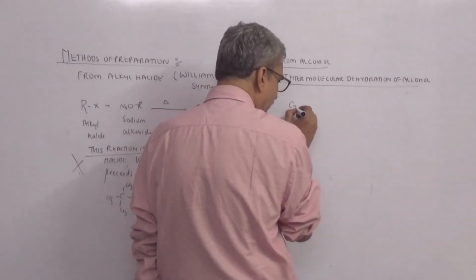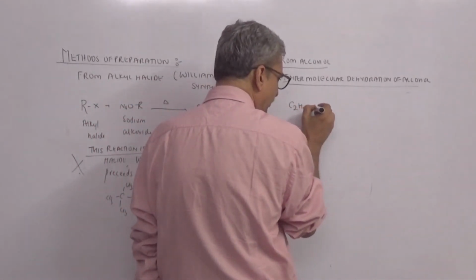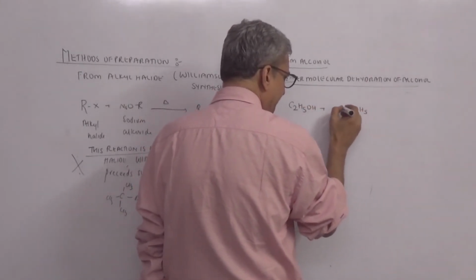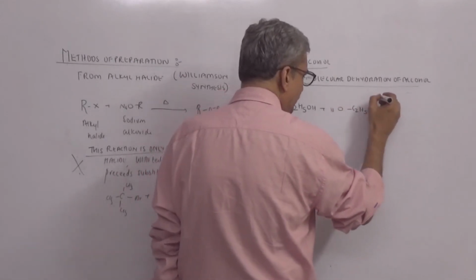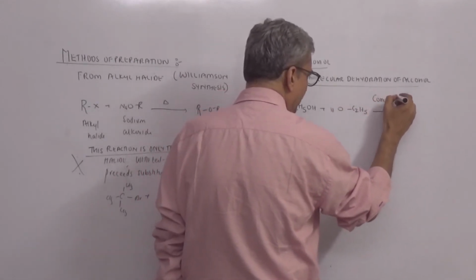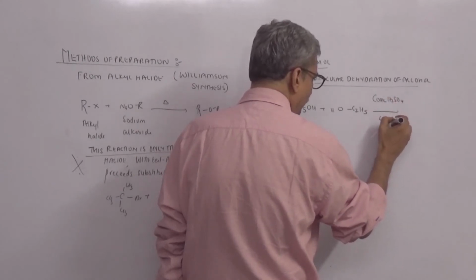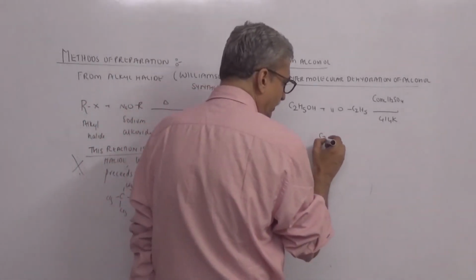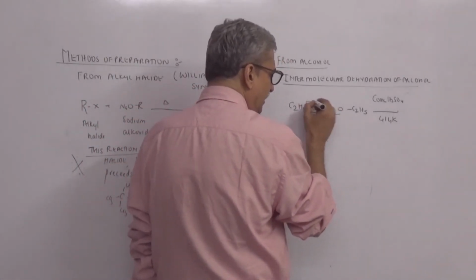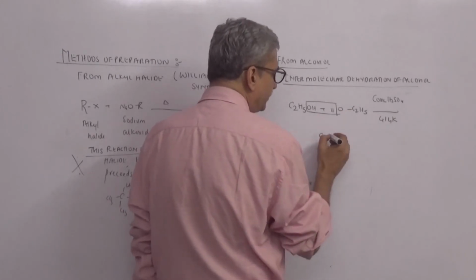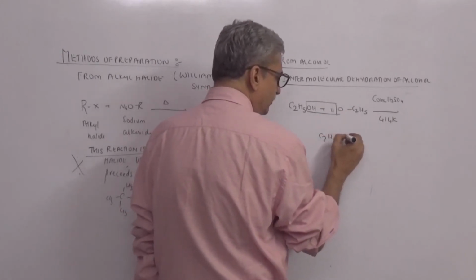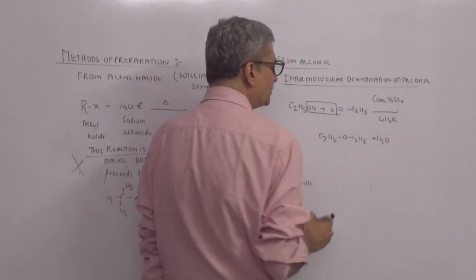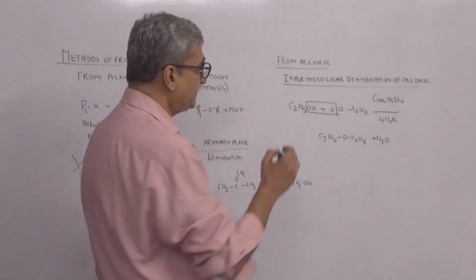So if you take ethyl alcohol, C2H5OH plus C2H5OH, in presence of concentrated sulfuric acid at 414 Kelvin, 140 degrees centigrade. So what are you going to get? You are going to get intermolecular dehydration, OH, H, see that. So what are you going to get? You are going to get C2H5OC2H5 plus H2O.